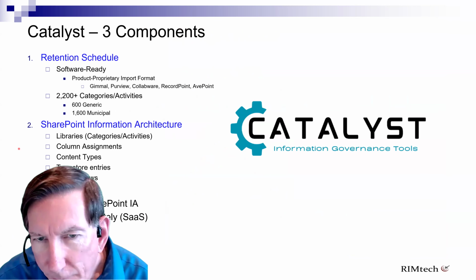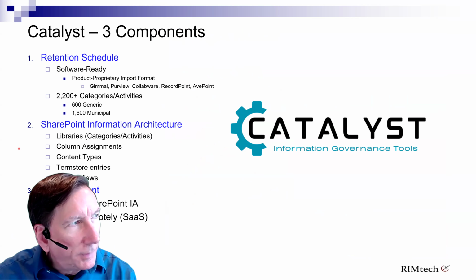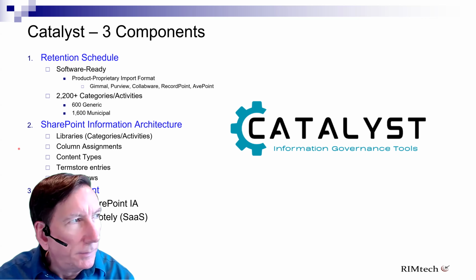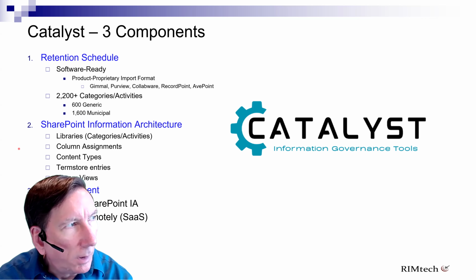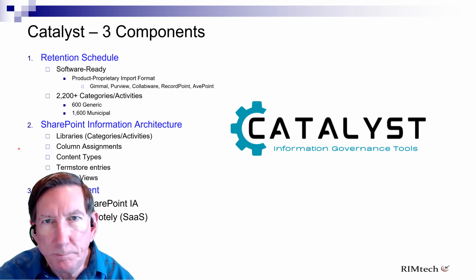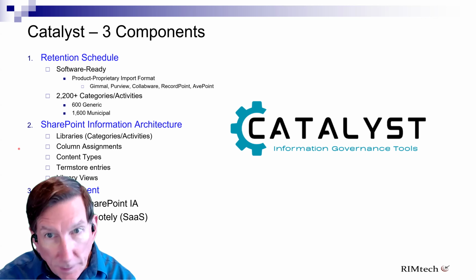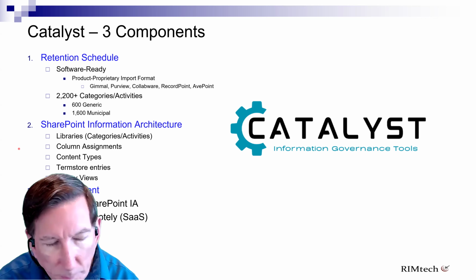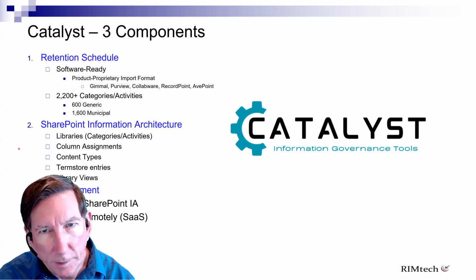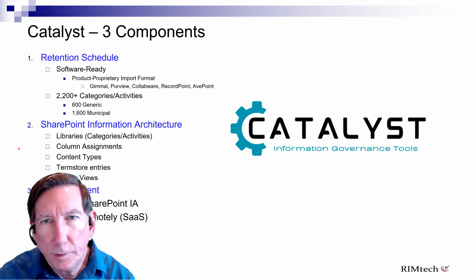So Catalyst is not a piece of software that we sell per se. It's a service that we created. It's a utility that we use for our clients to deploy EDRMS projects. So it has three components. The first is the retention schedule. And yes, you need a retention schedule in order to deploy any EDRMS. The second is an information architecture. And the third is a deployment tool. So let's take a closer look.